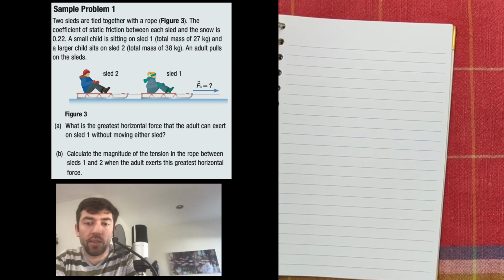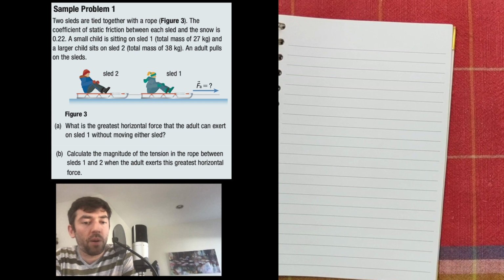An adult pulls on the sled. So the adult is pulling from over here, pulling on this rope here, and we don't know how much force the adult is pulling with. So part A says, what is the greatest horizontal force that the adult can exert on sled 1 without moving either sled?